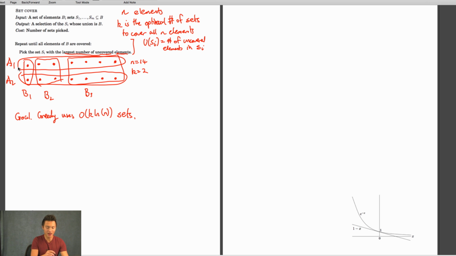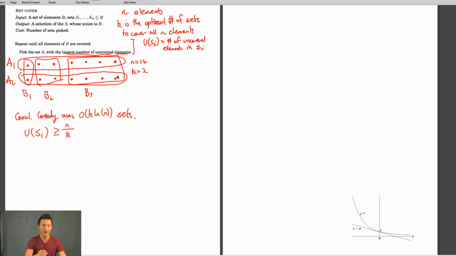Okay, so suppose that at the very beginning I have n elements, and I'm going to take the set S1, right? And I'm going to say that the number of uncovered elements in the first set we pick, U of S1, is going to be greater than or equal to the number of elements remaining, which is n at this point, over the k optimal sets. And let's see why we have this inequality, right? So let's build some intuition. In the first iteration, we pick this set with 8 elements, and 8 is greater than or equal to 14 over 2, which is 7, right?